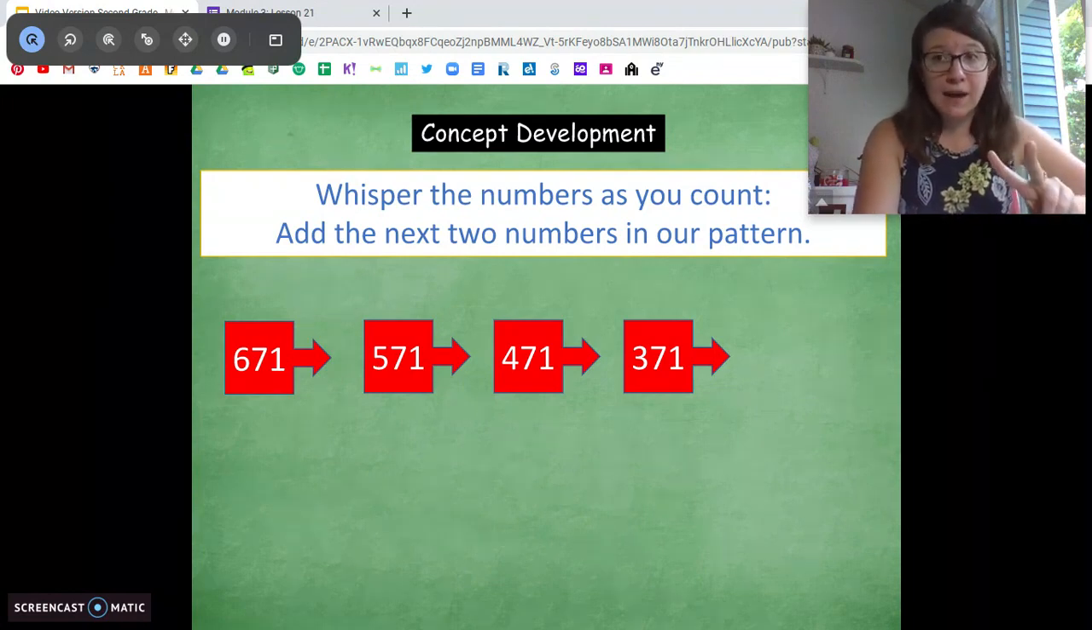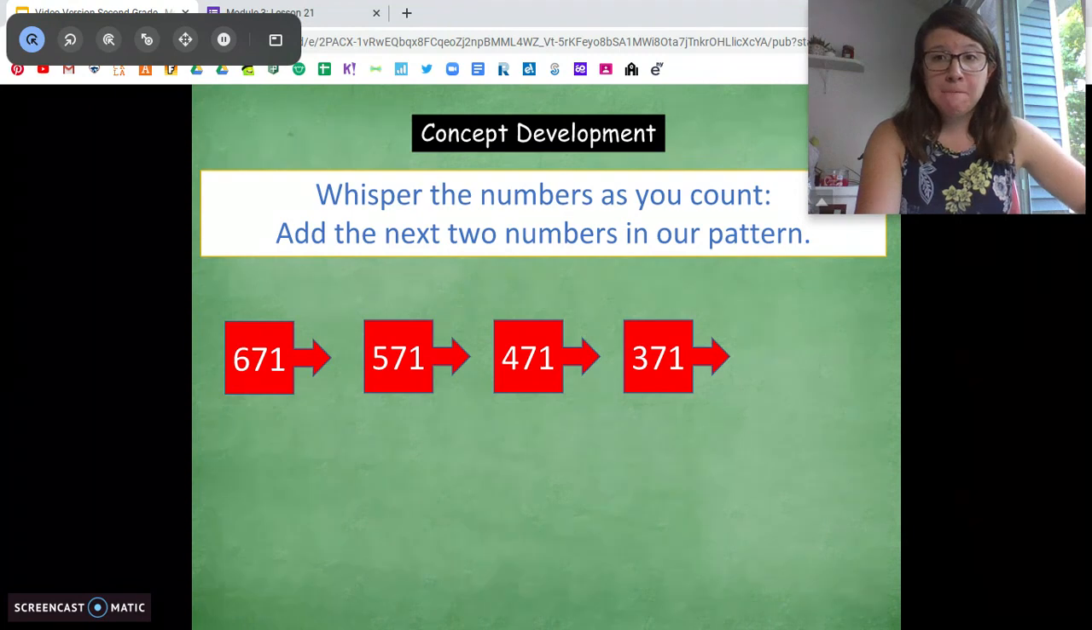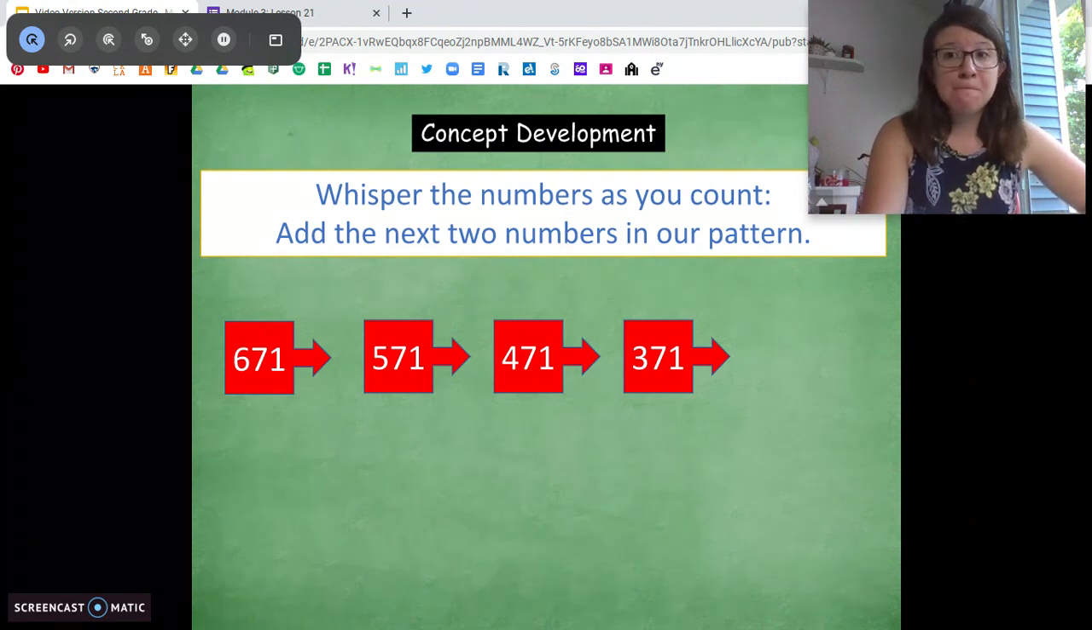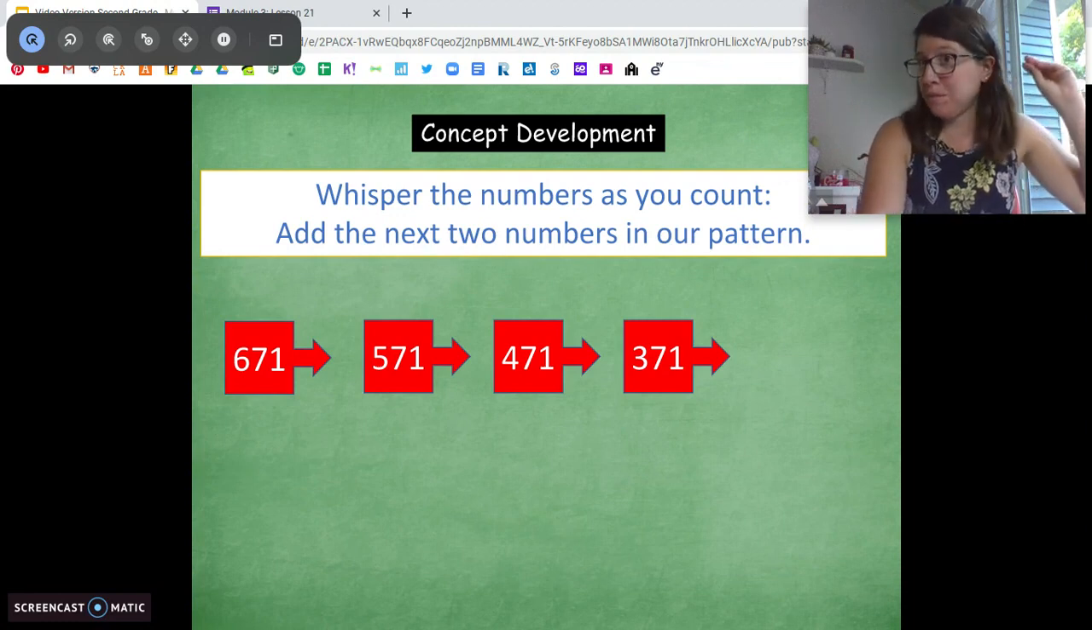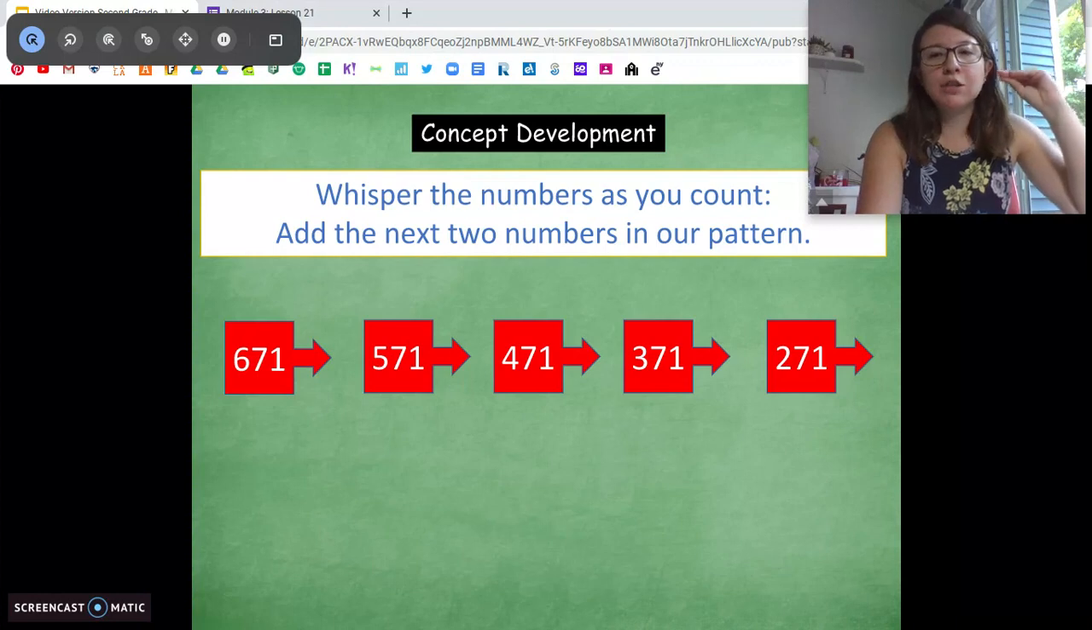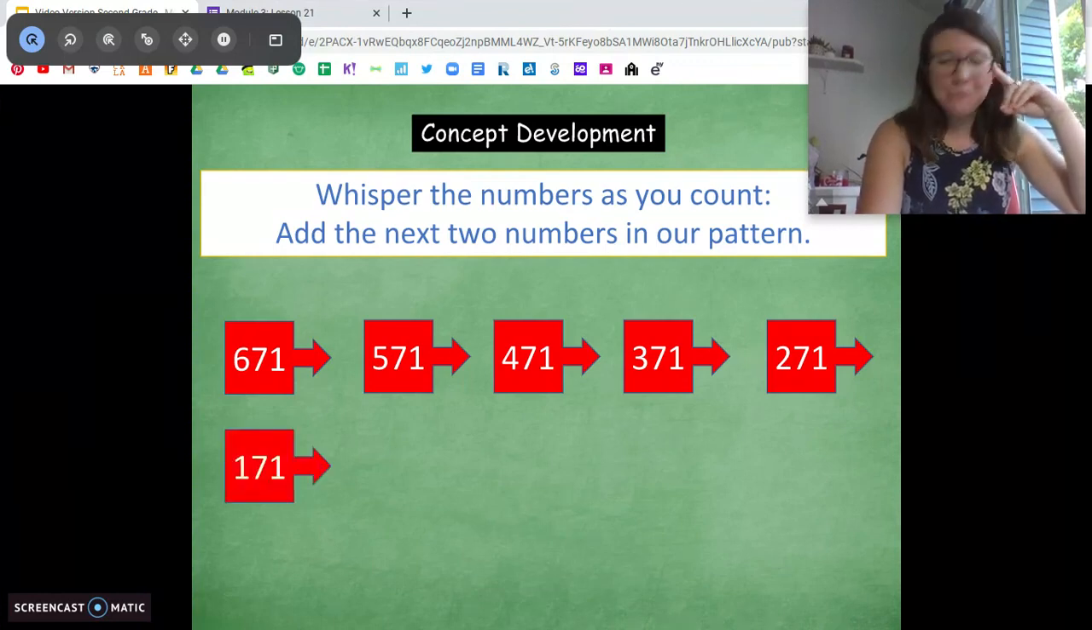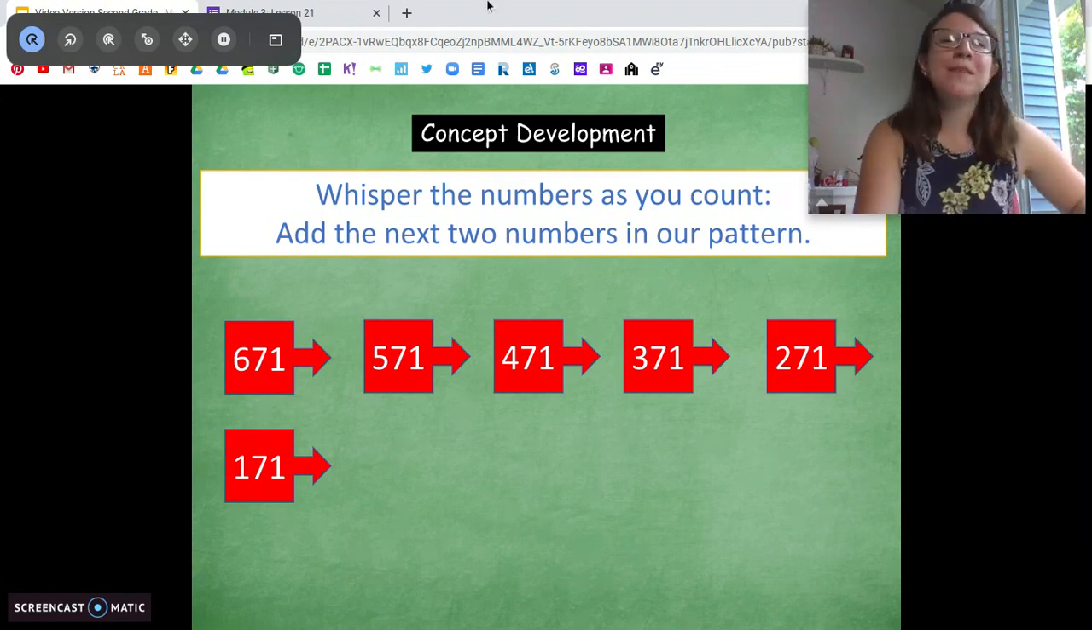Now, what are going to be the next two numbers in our pattern? What are we counting by? What are we taking away? Hundreds. Very good. So the next number is going to be 271. Take another 100 away. Our next number is going to be 171. Awesome work.